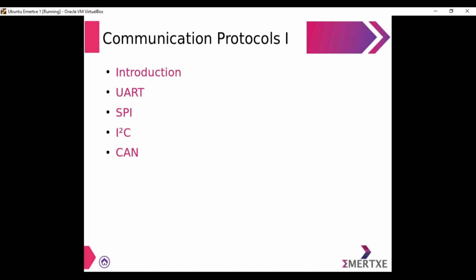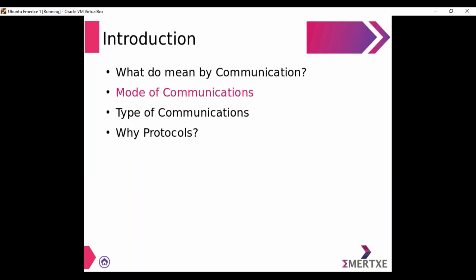Now coming to the introduction of the communication protocols, we have four questions to be understood about. First one is, what do you mean by communication? Second one is the different modes of communication. Third one is the different types of communication that are going to happen, and why exactly protocols are required. So these are the four questions we have to know the answers for. Now initially to start with, we will go with what do you mean by communication?